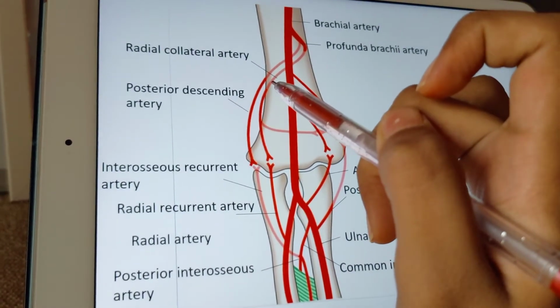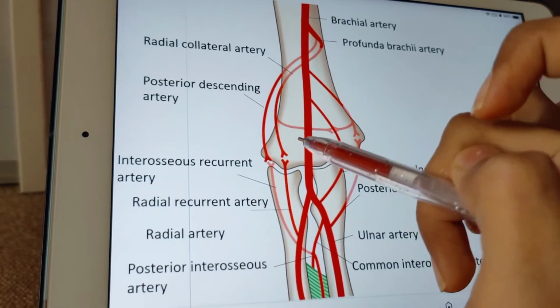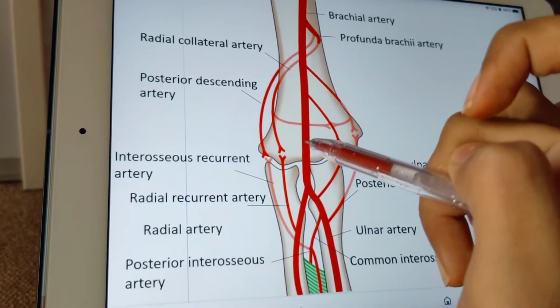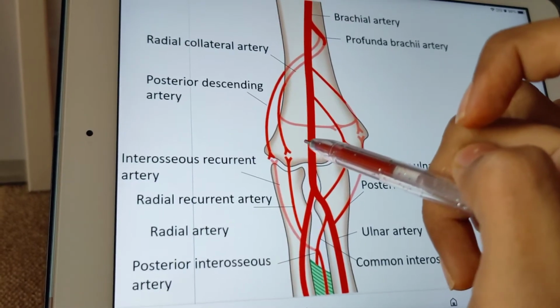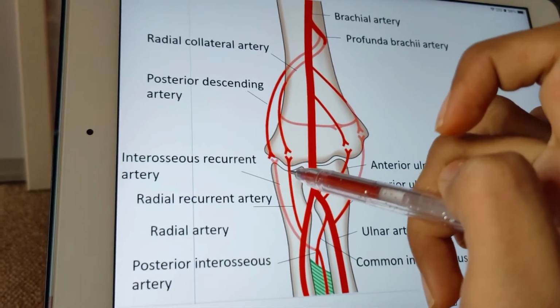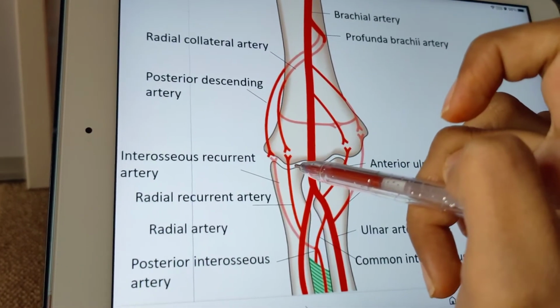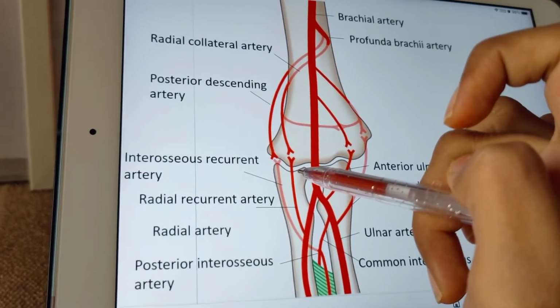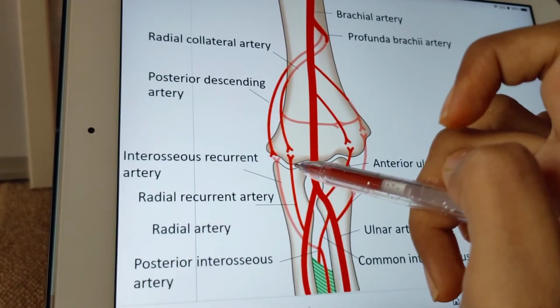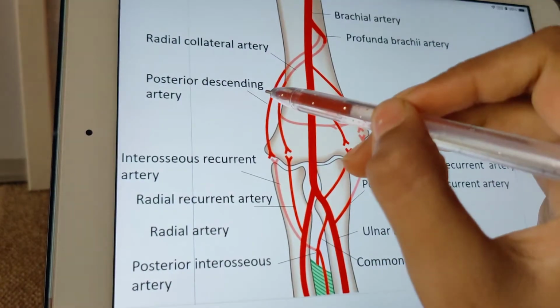Now we are mainly discussing this radial collateral artery. One of the terminal branches represents the continuation of the profunda artery, accompanies the radial nerve, and ends by anastomosing with the radial recurrent artery in front of the lateral epicondyle of the humerus. Next, coming to the middle collateral artery, or posterior descending artery.